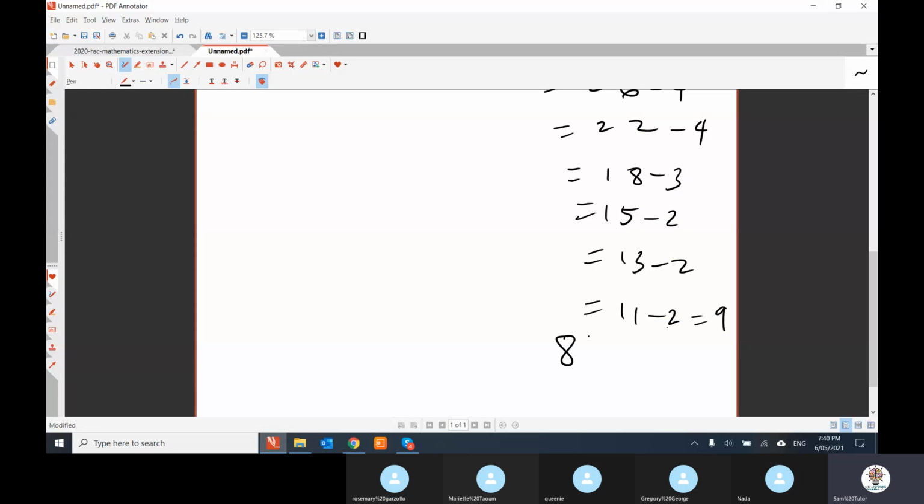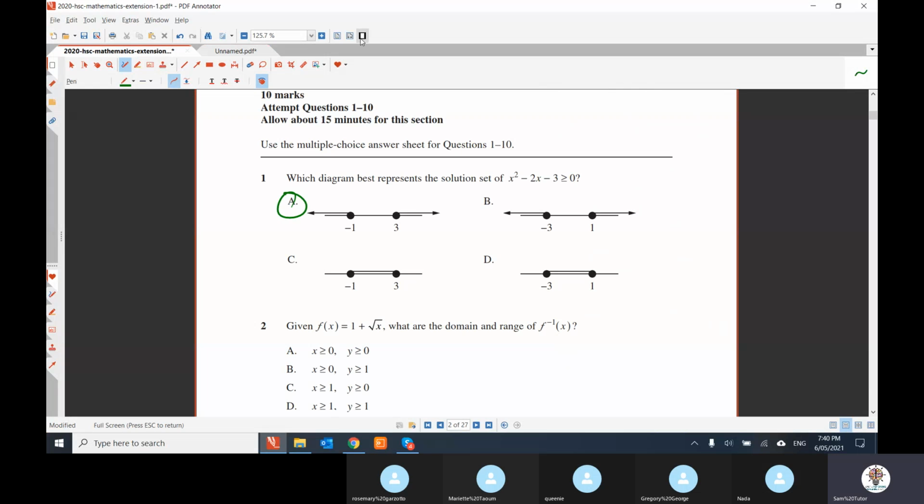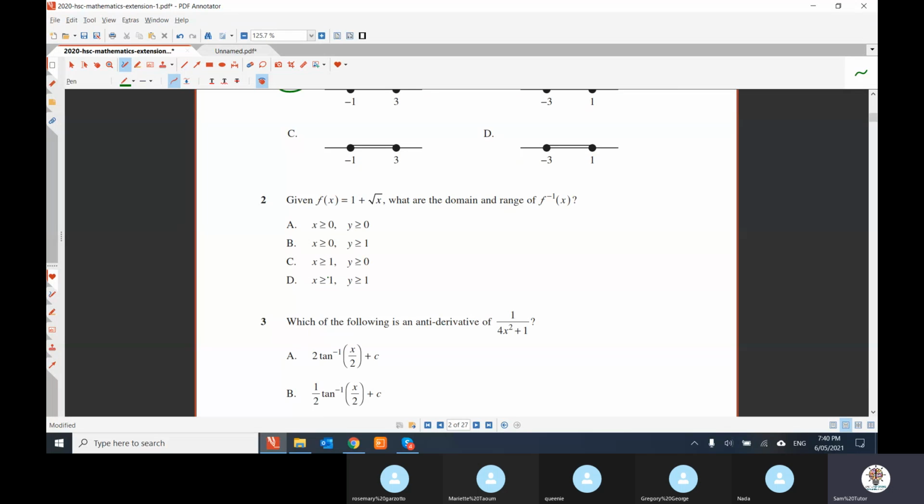So we're down to 8. Given f of x equals 1 plus root x, what are the domain and range of f inverse x? Well, there's two ways to do it. I guess the best way is just to think of what's your domain and range of this. Well, range is y is greater than or equal to 1. Domain, x is greater than or equal to 0.